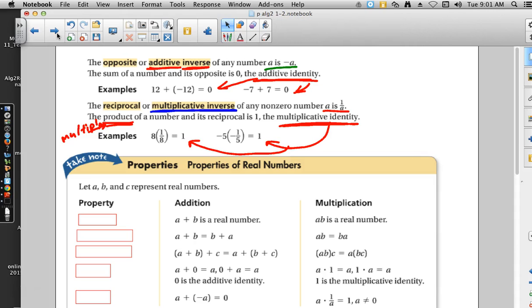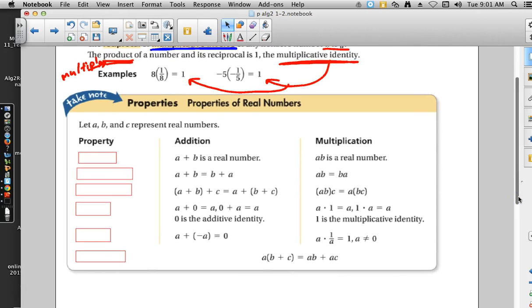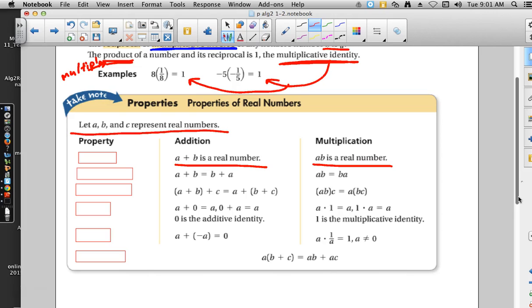So we will have to recognize the properties of real numbers for the Chapter 1 test. So we take a look at this and we see that it's saying A plus B is a real number and A times B is a real number. And up here it says let A, B, and C represent real numbers, and we think, okay, so if you add two real numbers together, you get a real number. If you multiply two real numbers together, you get a real number. What's that called? This actually wasn't in your geometry book.